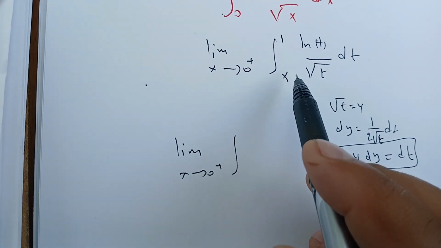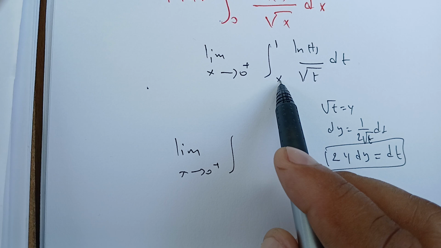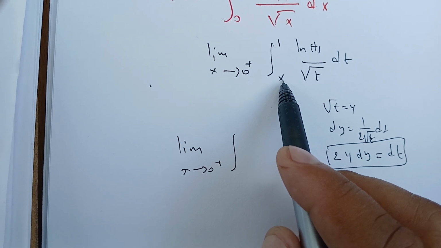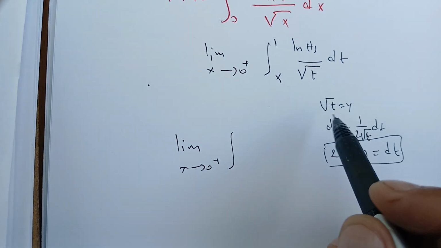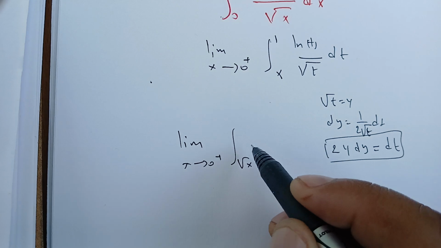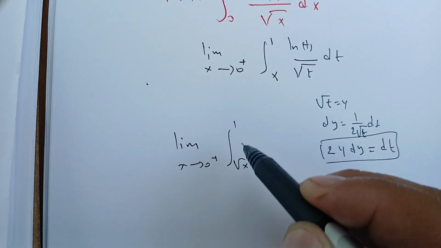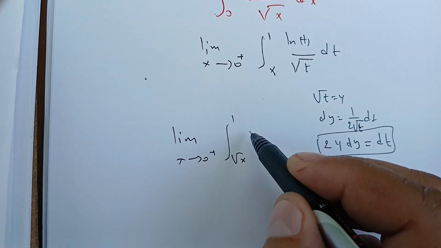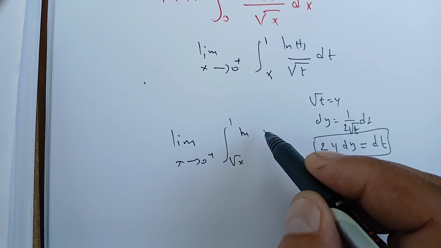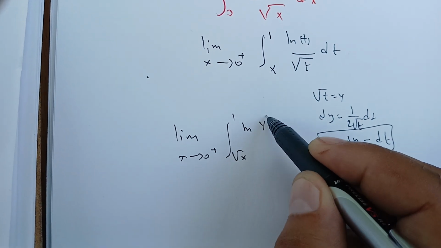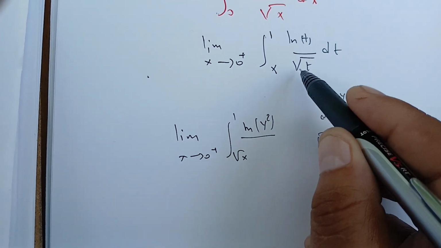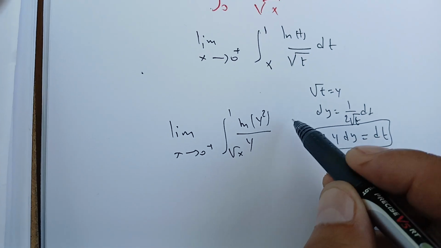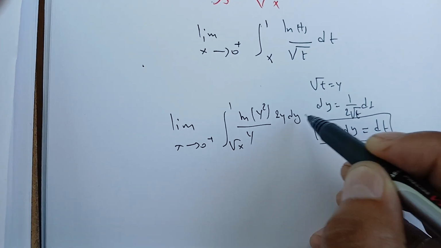So when t is x, y is going to be the square root of x. When t is 1, y is going to be 1. Now the natural log of t is just 2 ln y, and the square root of t is just y, and dt is going to be 2y dy.